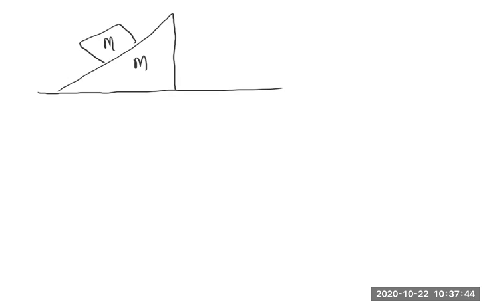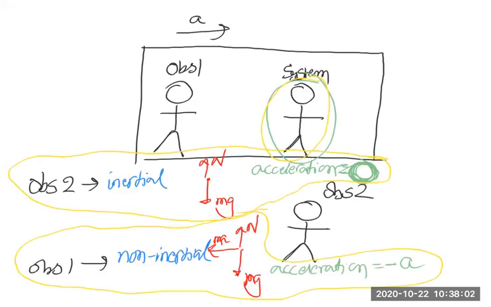ऑब्जर्वर 2 के लिए बस मूविंग है, लेकिन ये आदमी मूविंग नहीं है. ये आदमी स्टेशनरी है, क्योंकि यहाँ पे फ्रिक्शन नहीं है. ऊपर नॉर्मल लगा है, नीचे एमजी लगा है, कोई फ्रिक्शन नहीं है, तो इसका हॉरिजॉन्टल एक्सेलरेशन हो ही नहीं सकता. ऑब्जर्वर 2 इनर्शियल है, रिमेंबर.